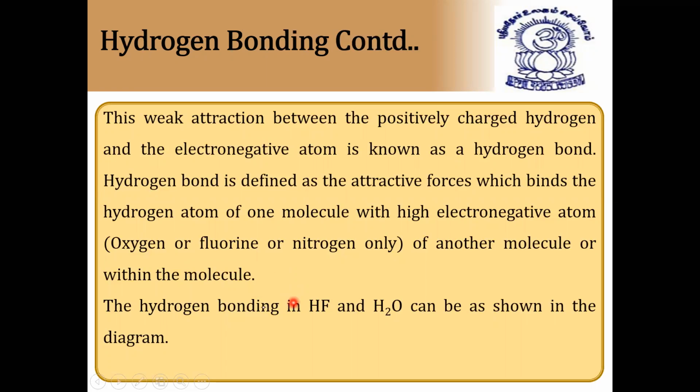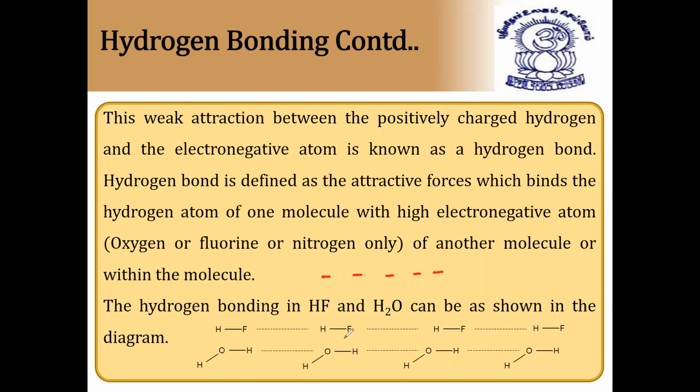So we have hydrogen bonding in HF and water, which can be shown as in the diagram. We can see here the hydrogen of this molecule, hydrogen fluoride, is attracted towards fluorine. These dotted lines represent that hydrogen bonding exists. So what are those lines? Dotted lines. They represent a bond between hydrogen, fluorine, hydrogen, fluorine, hydrogen.